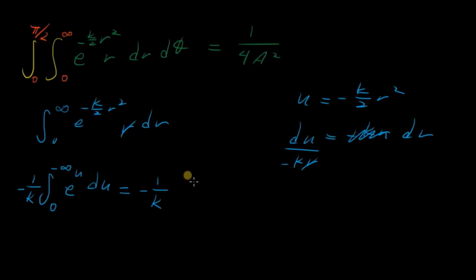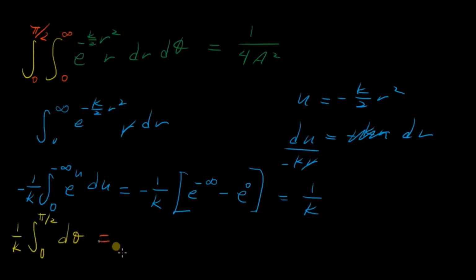Okay, so the integral of e to the u is e to the u, so we can go ahead and plug in directly. So e to the negative infinity, that's going to be 0, and e to the 0 is going to be 1, so negative 1. So negative 1 times negative 1 over k is just 1 over k. And so we figured out this whole inside thing is 1 over k.